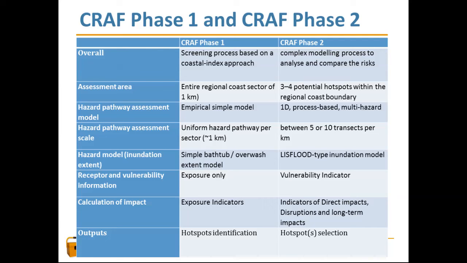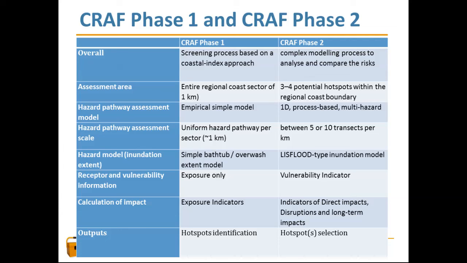CRAF Phase 1 uses an empirical simple model for the hazard pathway assessment applied on a uniform hazard pathway of 1 km. Simple bathtub and overwash extent models are used to assess, for instance, the inundation extent. In Phase 2, the pathway assessment is done using a 1D process-based multi-hazard model and uses between 5 and 10 transects per kilometer. The inundation extent is calculated using a LISFLOOD-type inundation model.